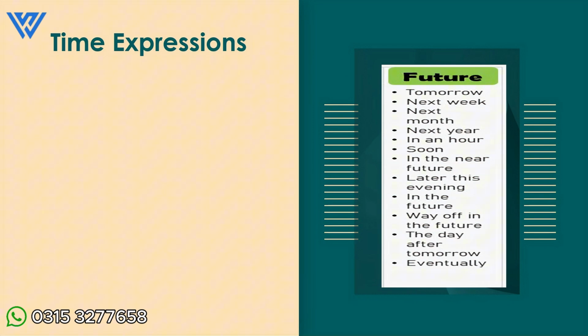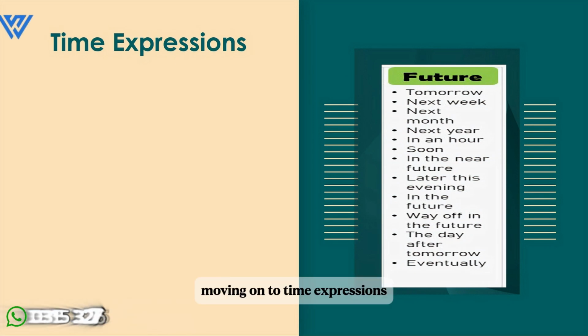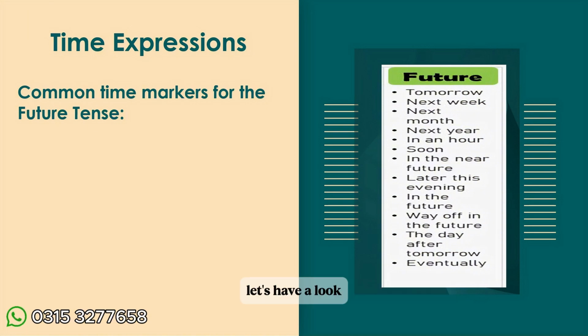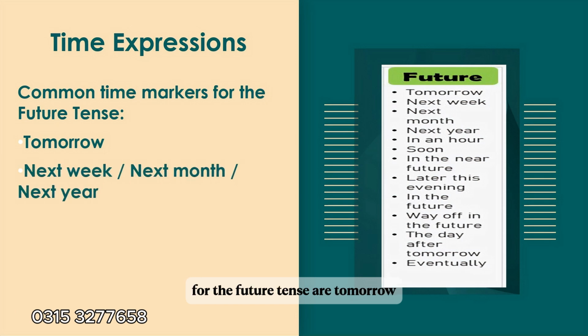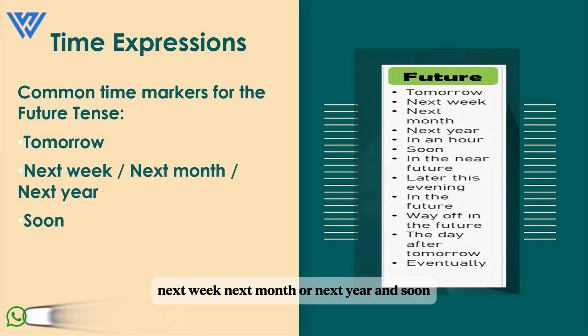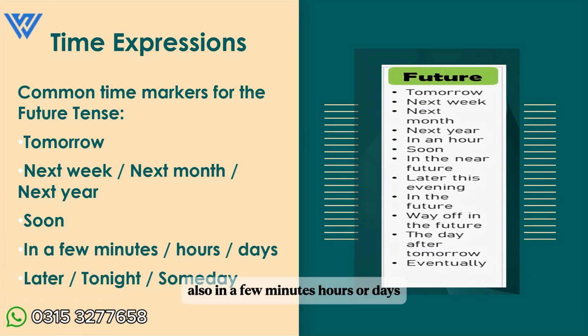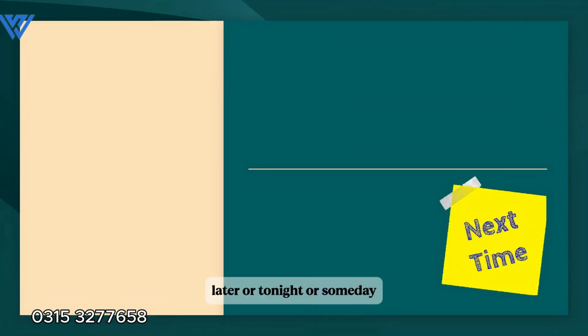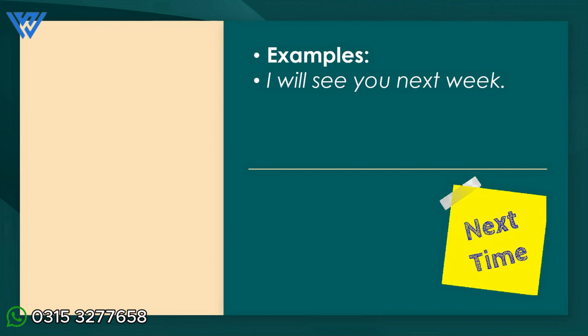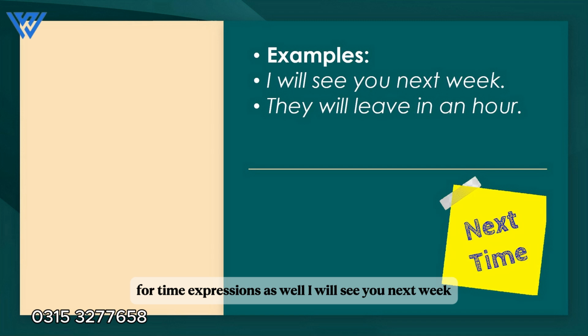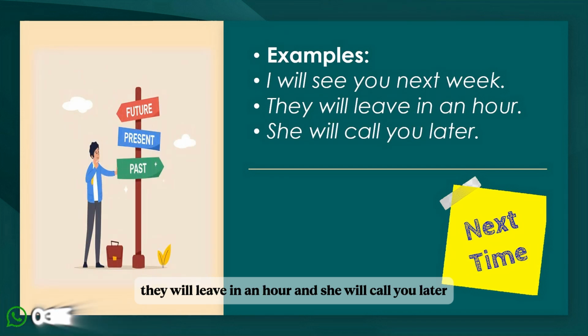Moving on to time expressions. Which time expressions can we use in future tense? Let's have a look. Some common time markers for the future tense are tomorrow, next week, next month, or next year, and soon, also in a few minutes, hours, or days, later, or tonight, or someday. Let's see some examples for time expressions as well. I will see you next week. They will leave in an hour and she will call you later.